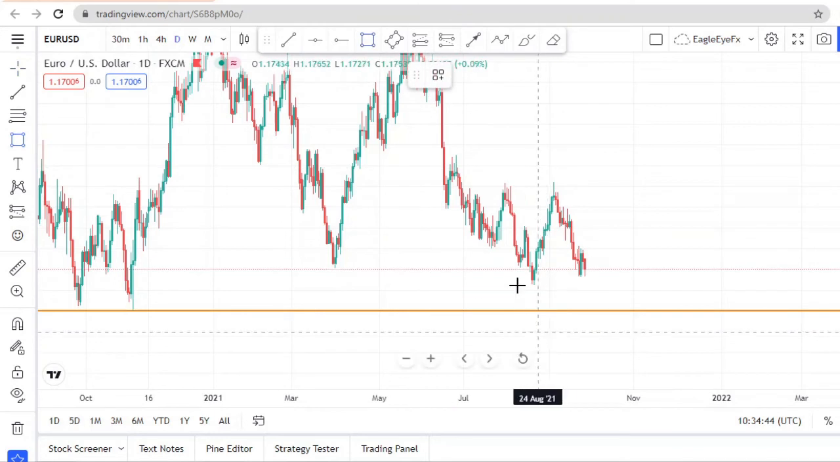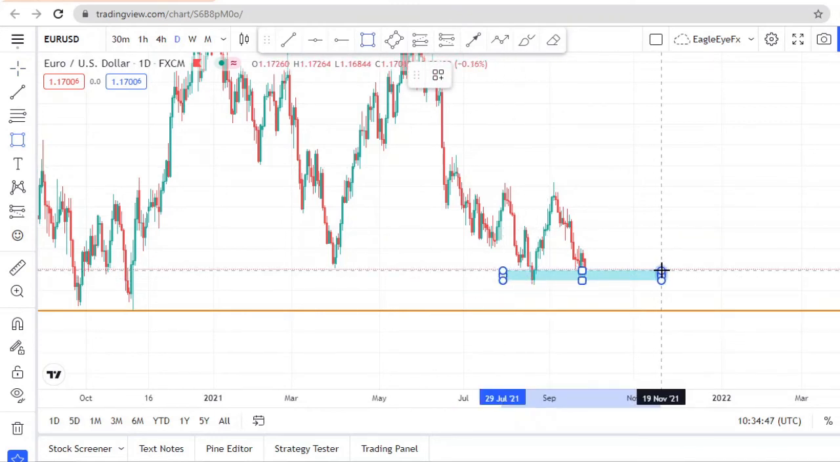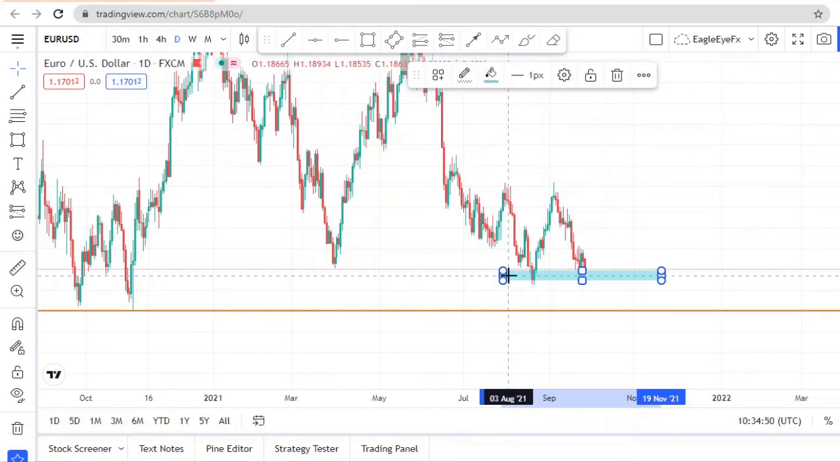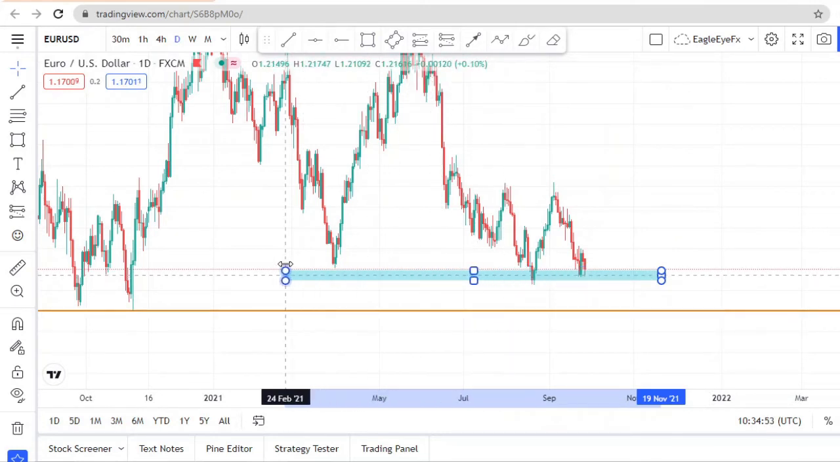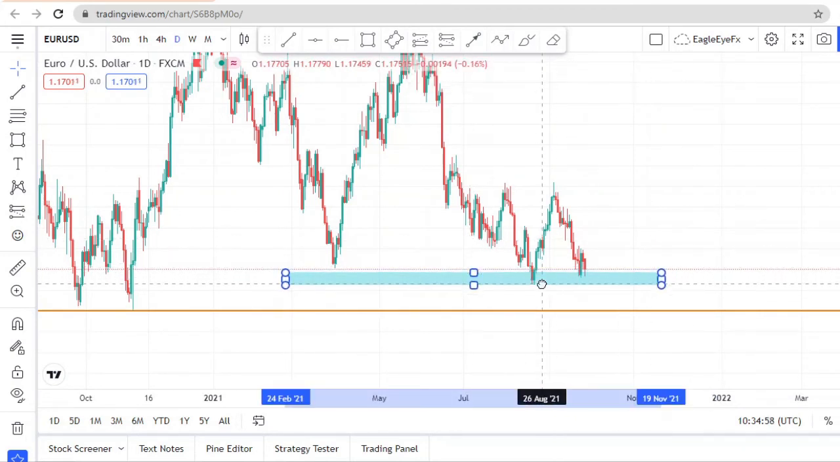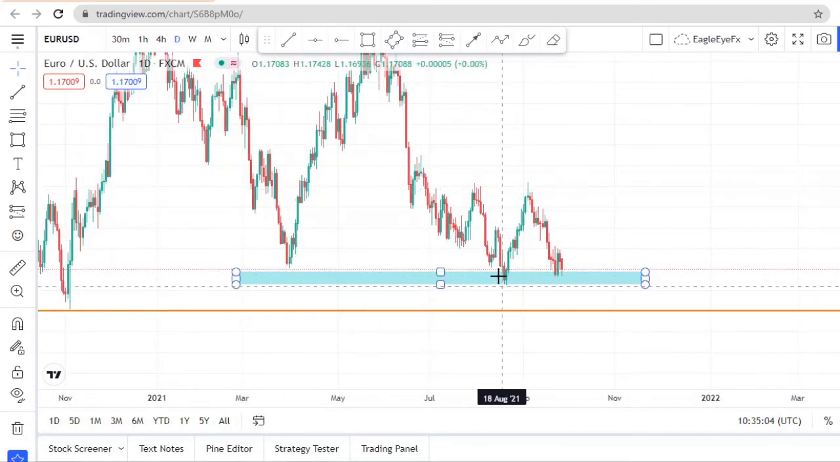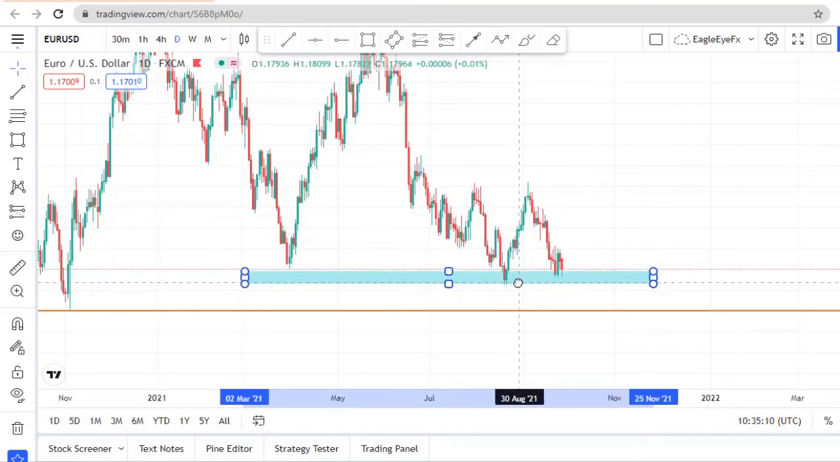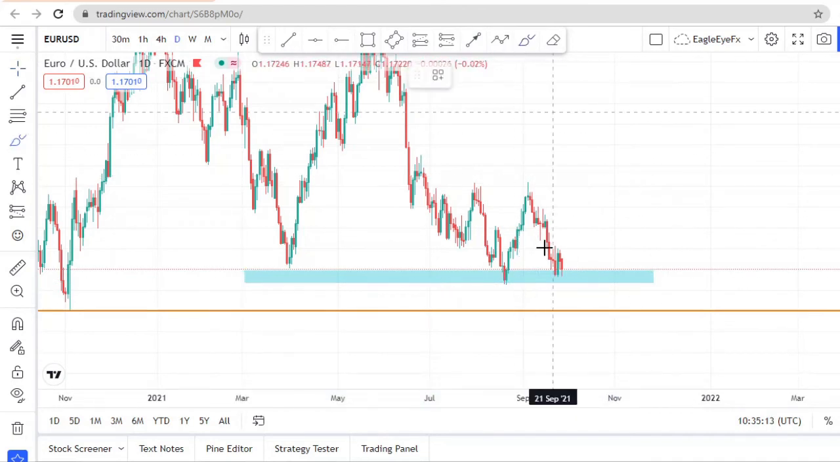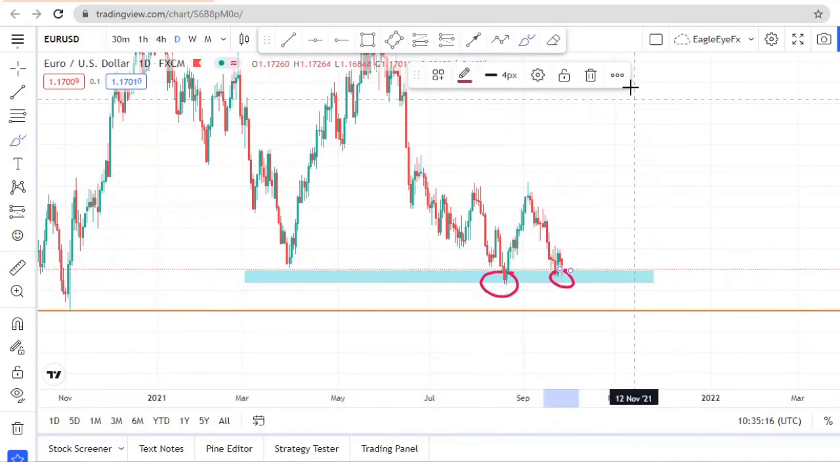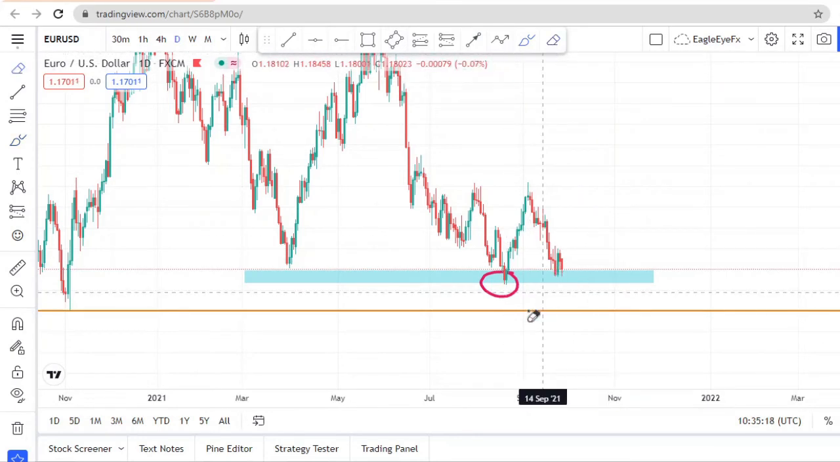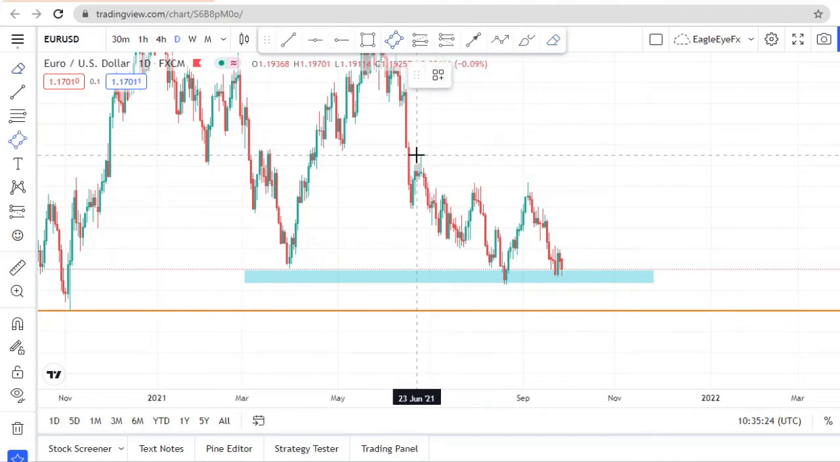Okay, so let me draw my zone here. That's one place there, and we can even extend this further. You can see that the market came all the way here, went back here. Now what I'm seeing here is a double bottom, and I can also mark this level over here.